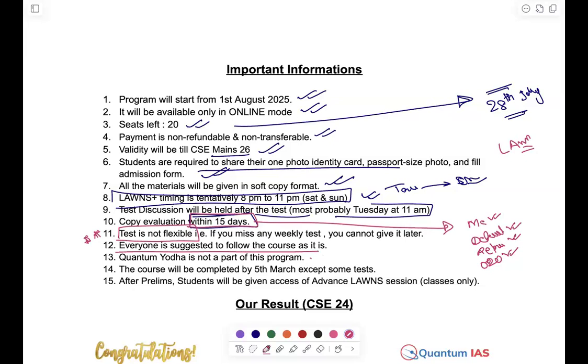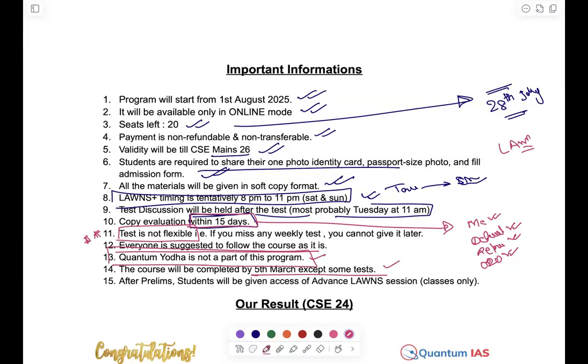Again, Quantum Yoga is not a product, not a part. Please do mention it is not Quantum Yoga. It is a separate batch. It's an advanced batch, and it will be valid till the prelims only. The course will be completed by 5th March, except some tests. We will be having some full-length tests in April also.